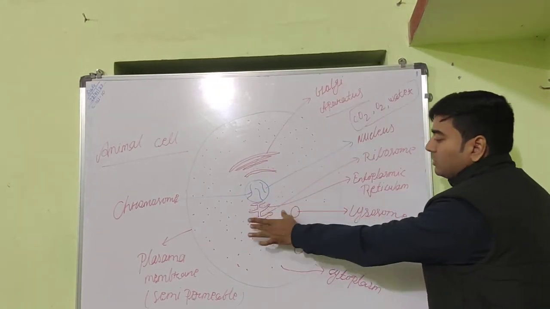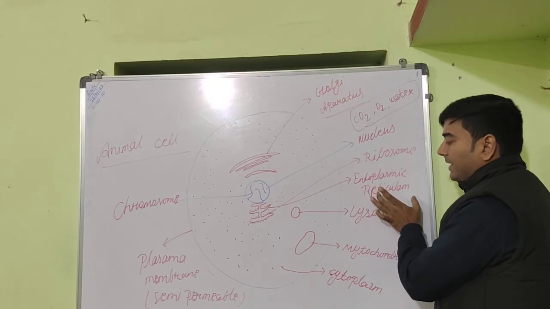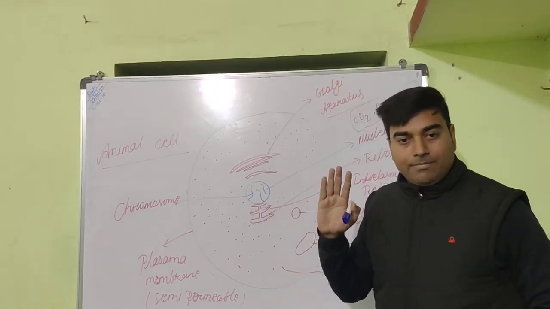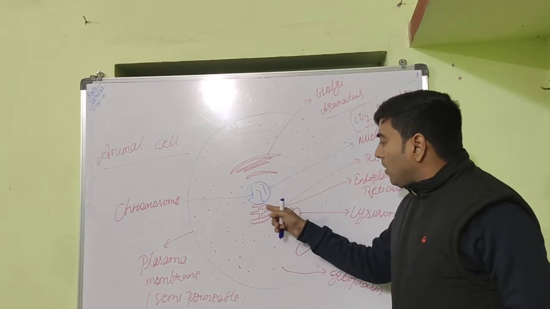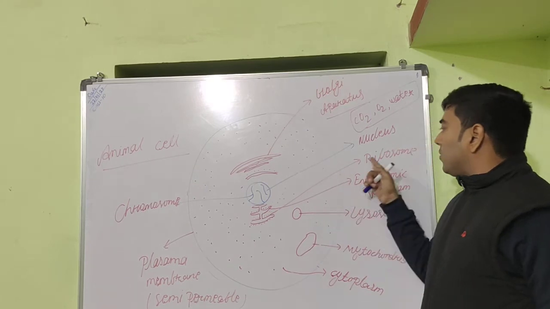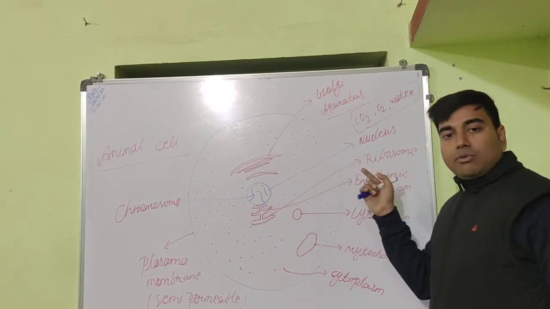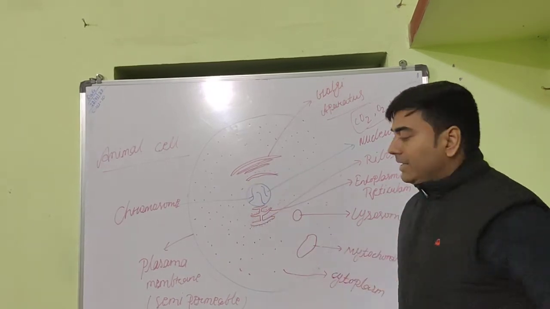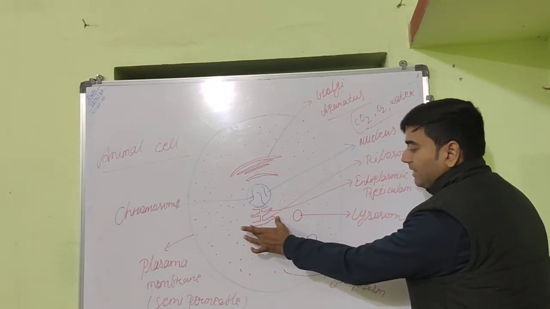Now come to the next portion, that is the endoplasmic reticulum. It is also known as the protein factory of the cell because of these small structures that you can see present on the endoplasmic reticulum, which are known as ribosomes. And these ribosomes are basically responsible for synthesizing the protein inside the endoplasmic reticulum.